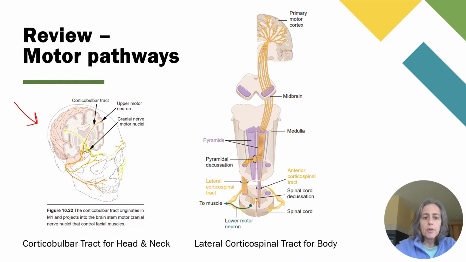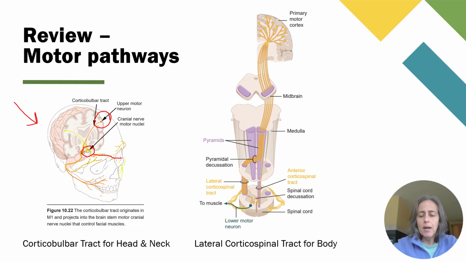Our upper motor neurons are of course in our primary motor cortex. They're going to send their axons through the corticobulbar tract, and then they're going to synapse down here in a cranial nerve motor nucleus, depending on which cranial nerve it is. And then that lower motor neuron is going to send its axon out to whichever muscle we are moving.